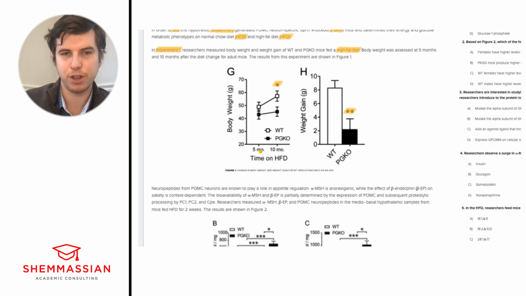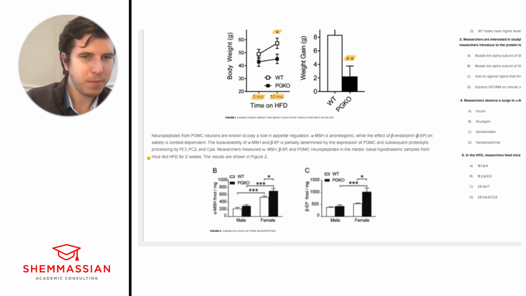But also important to note, 5 months of being on that special high-fat diet, no difference yet, right? They're the same. There's no asterisk here on this 5-month mark. Only after 10 months do we see a change. And then this graph over here is just showing the weight gain. This would just be overall, not the 5 months, not the 10 months, because we don't have a time thing for both of those. All right, let's see what else we got.